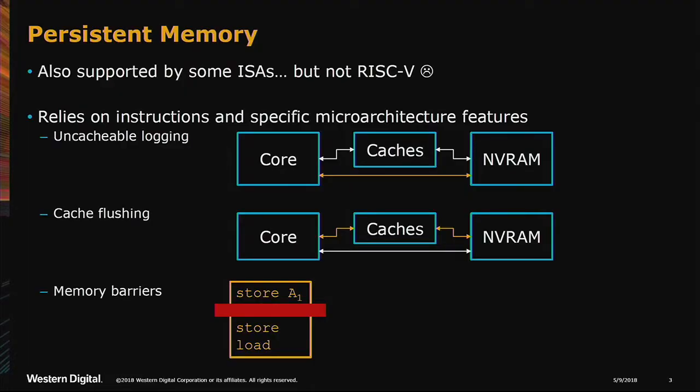So let's talk about support for persistent memory. Persistent memory already has support from a number of instruction sets that shall not be named, but not RISC-V. And so this is what my talk is about. It's about what support persistent memory needs that we can do for RISC-V.